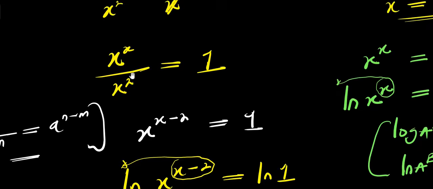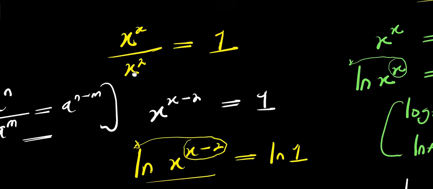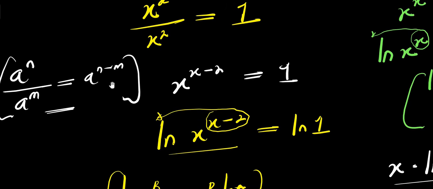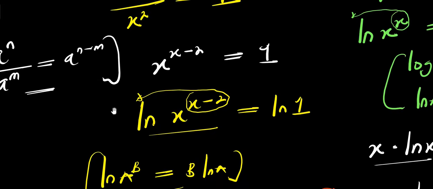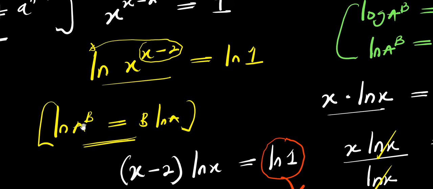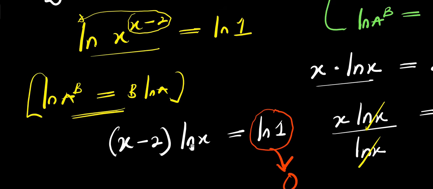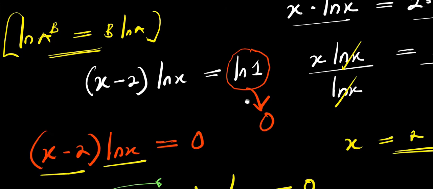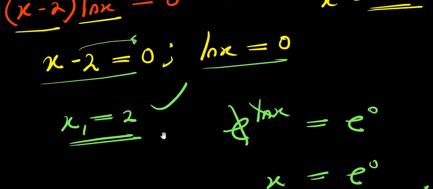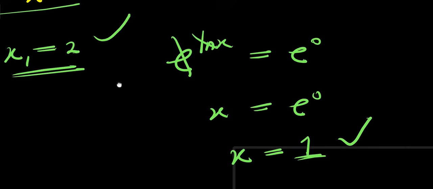In this other method, after dividing by x power 2, you apply this identity, which is a power n divided by a power m equals a power n minus m. You can then apply natural log. Then you apply the identity of natural log a power b equals b times natural log of a. Then you have this. Remember, natural log of 1 is 0. From here, you can formulate two different equations. Then you have your answers.